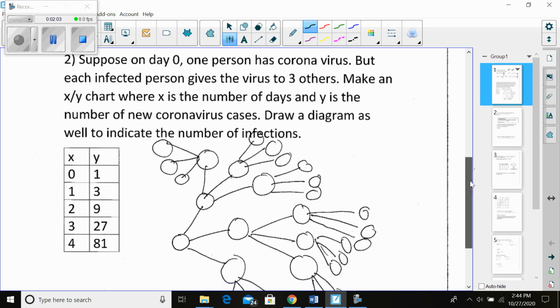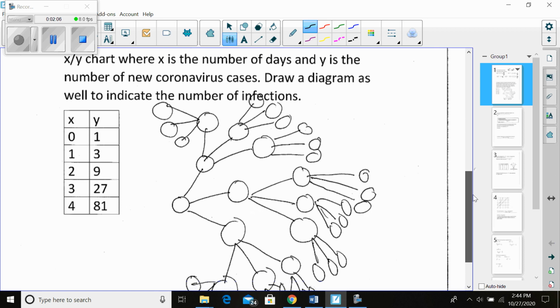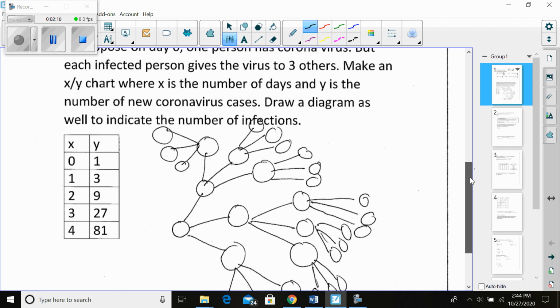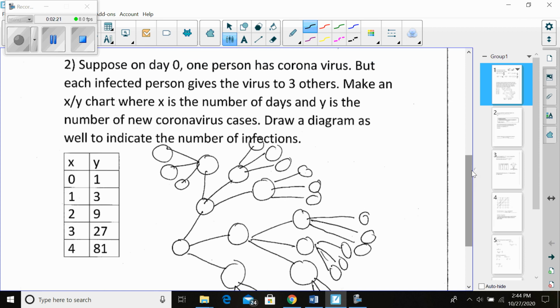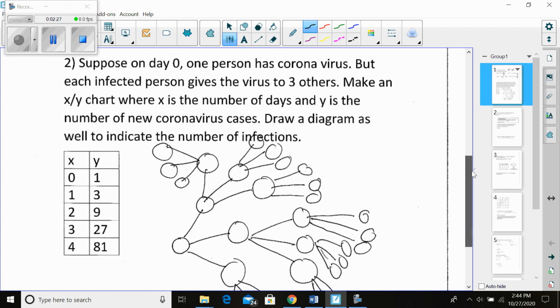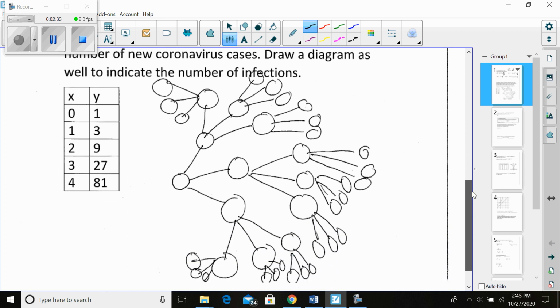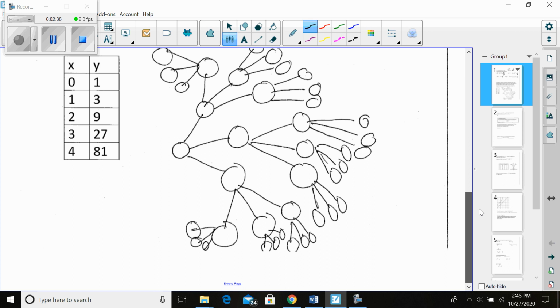But anyway, if you filled this in and then you drew a diagram, we can see why all of the restrictions that have been put into place are such. Because if every infected person gave it to 3 others, which would probably happen if we weren't wearing masks and not holding large gatherings and all the social distancing we're doing, we would most likely infect at least 3 others if we weren't taking precautions. So this shows that on day 0, we had 1 person with coronavirus. By day 4, we'd have 81. Certainly very possible.